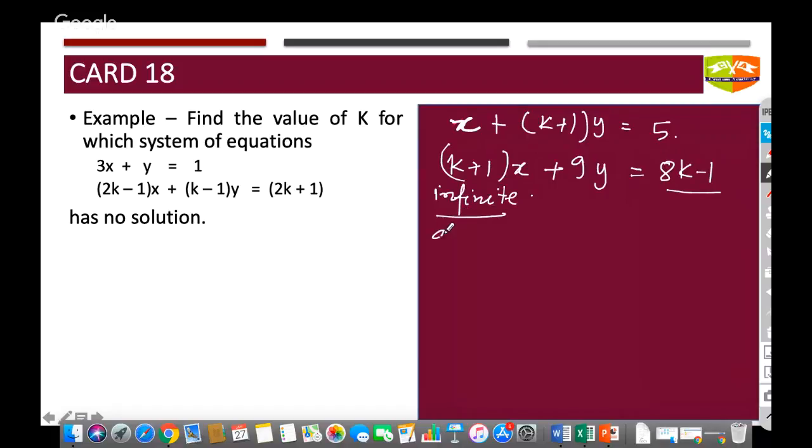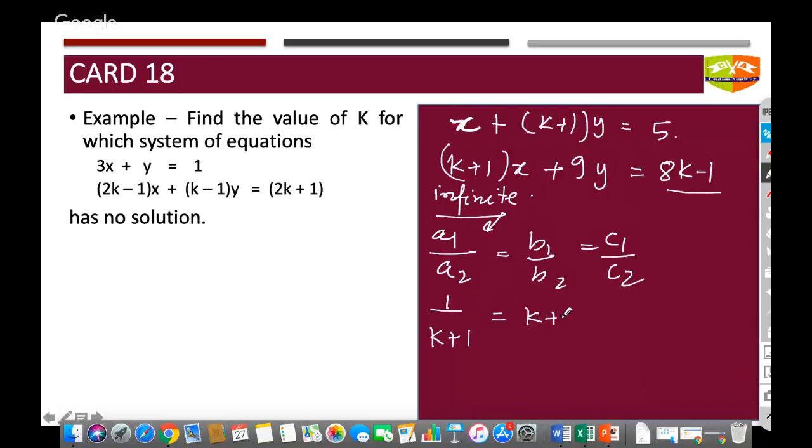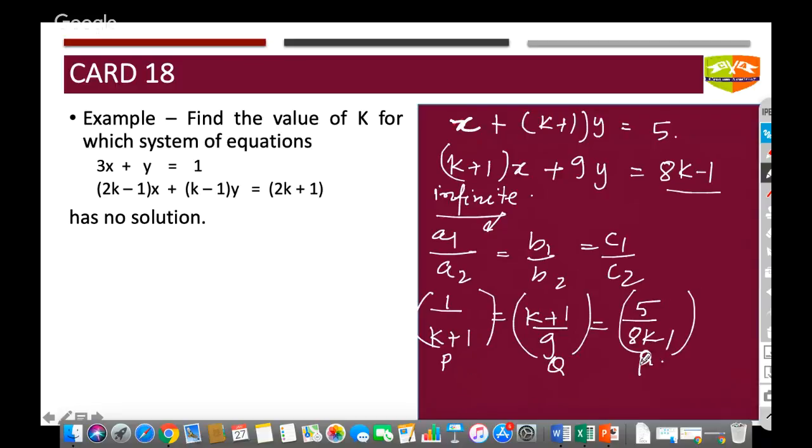So I write here, for infinite solutions, a1/a2 should be equal to b1/b2, and that should be equal to c1/c2. So a1/a2 is 1/(k + 1), b1/b2 is (k + 1)/9, and c1/c2 is 5/(8k - 1). Now I have three cases. Let me assume this to be P, this to be Q, and this to be R.